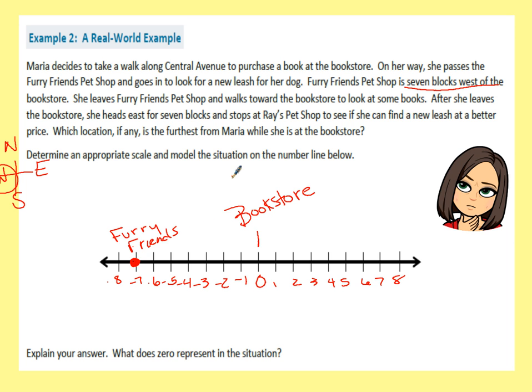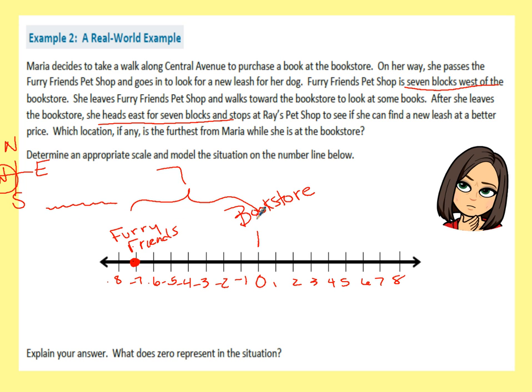And then it says after she leaves her bookstore, she heads east for 7 blocks and stops at Ray's. So she went 7 blocks because she left here, she was walking. On her way, she passed Furry Friends. So here she is walking. She passes Furry Friends. And we know that that was 7 blocks west of the bookstore. So we knew from here to here was 7.